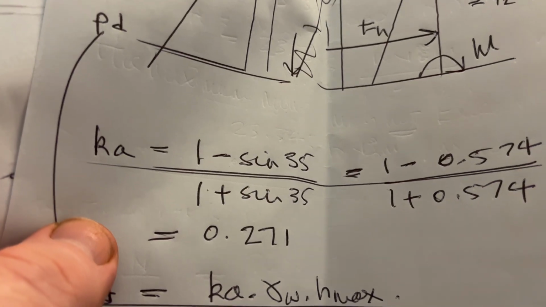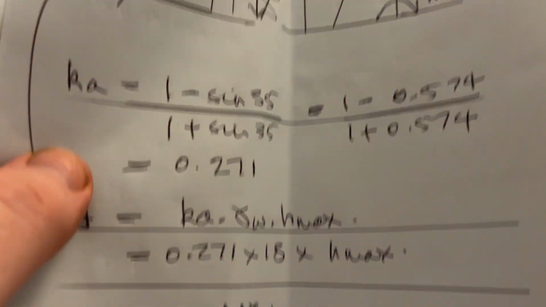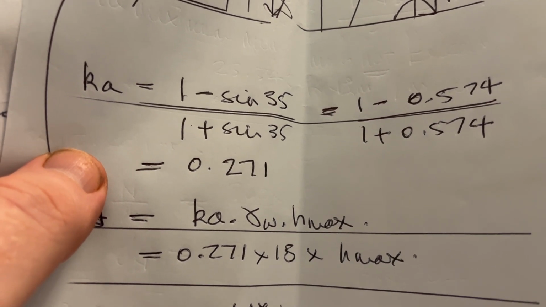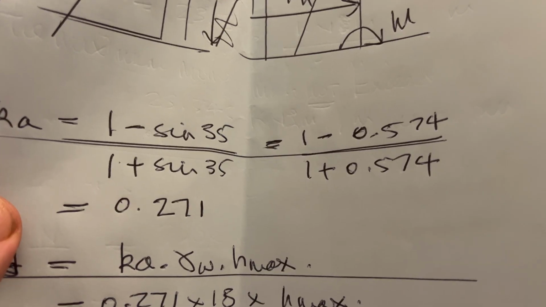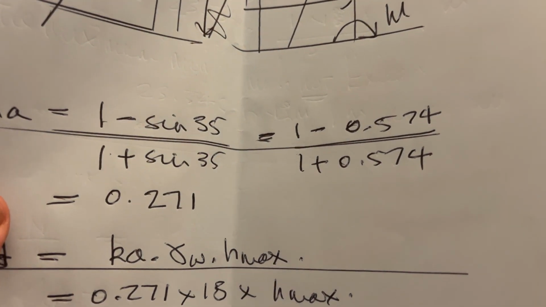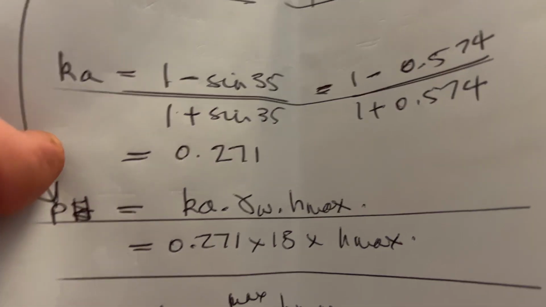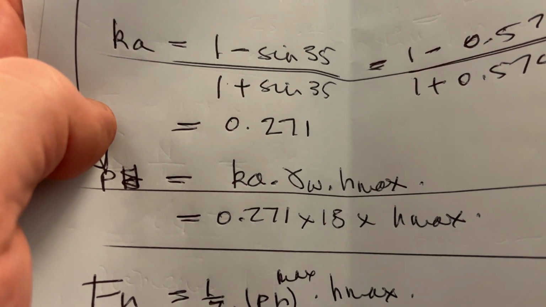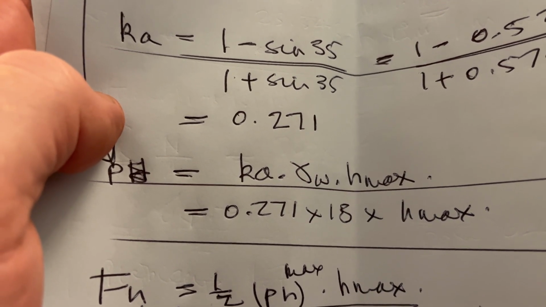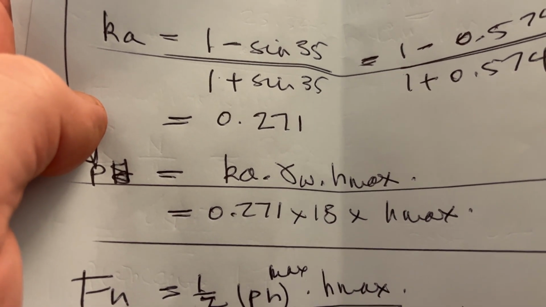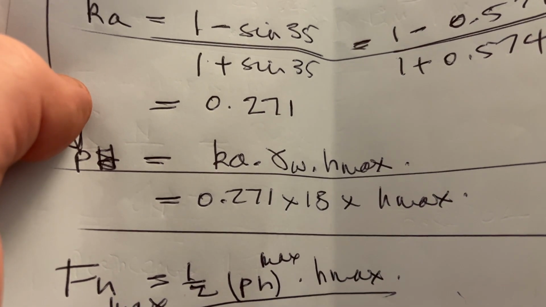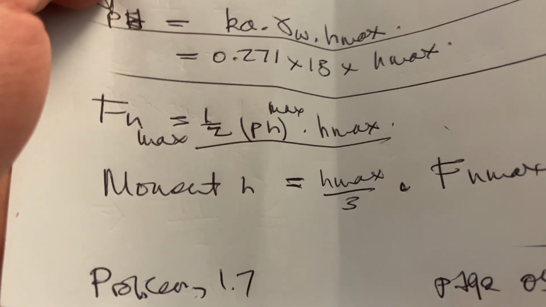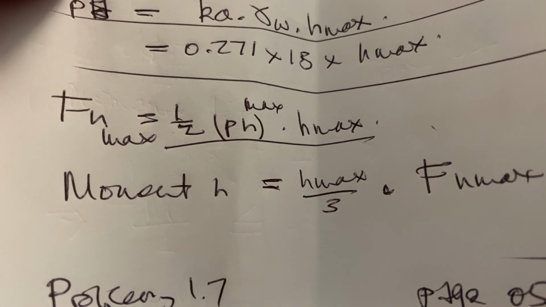From first principles, if you want to look at my videos on soil mechanics, Ka equals (1 minus sine phi) divided by (1 plus sine phi) equals (1 minus 0.574) divided by (1 plus 0.574) equals 0.271. Therefore, the pressure at depth, pressure D, which is the same as pressure H, equals Ka times gamma times H max, 0.271 times 18 times H max. FH max equals half times PH max times H max.